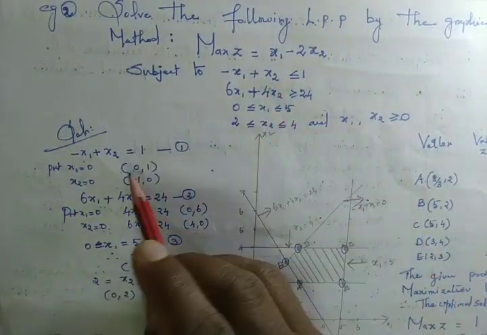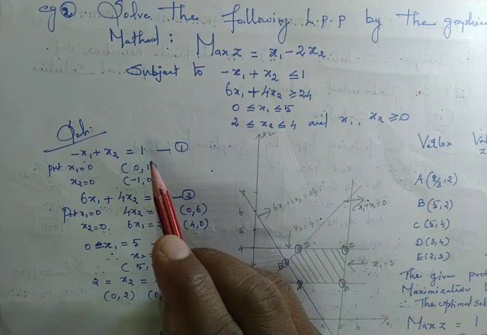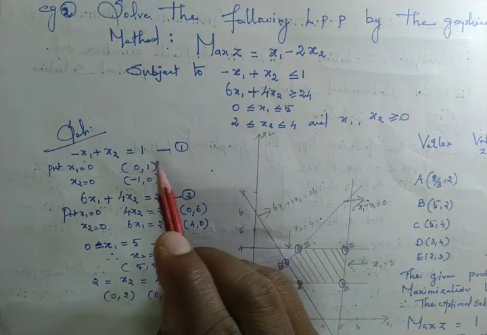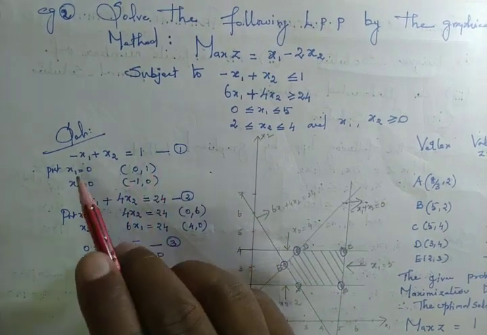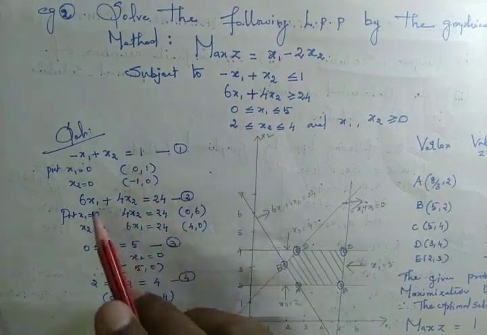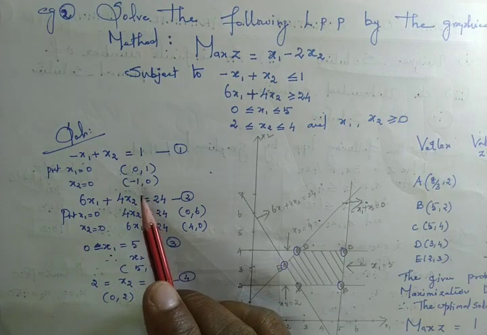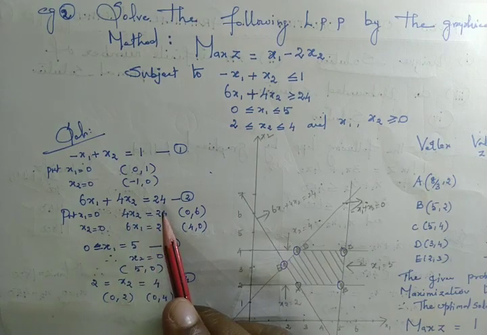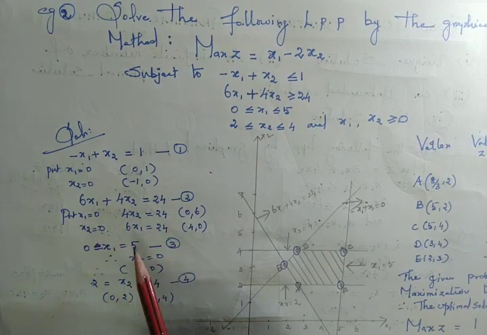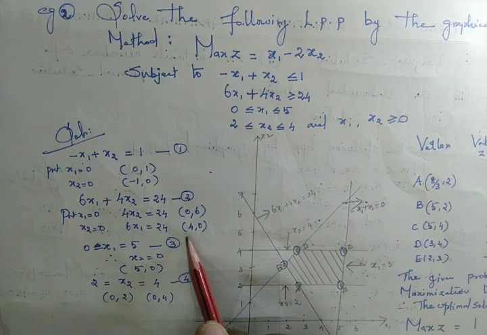So here the first constraint: minus x1 plus x2 equal to 0. Whatever the constraint contains inequality, you are going to convert it into equality. You are giving the names to the constraints 1, 2, 3 like that. Then the first constraint comes minus x1 plus x2 equal to 1. By solving this, you are getting the set of points 0, 1 and minus 1, 0. Similarly, the second constraint 6x1 plus 4x2 equal to 24. Solving this line equation, you are getting the set of points 0, 6 and 4, 0.